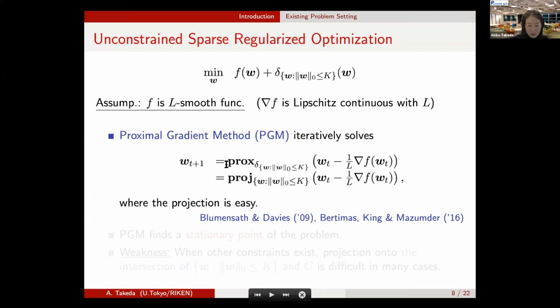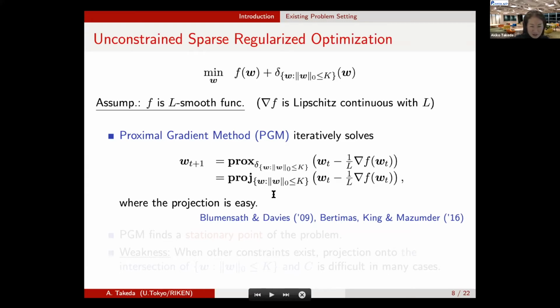This is the proximal operator for the indicator function of this constraint, and it is exactly the same as the projection operator. So what we need to compute is to move the point in the steepest descent direction with step size 1 over L. Then the point will move beyond the constraint, so projection needs to be done to satisfy it. Then we can calculate the next point. This is a very simple procedure, and we can do this projection easily.